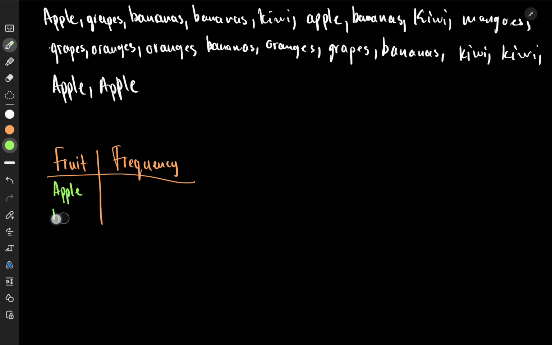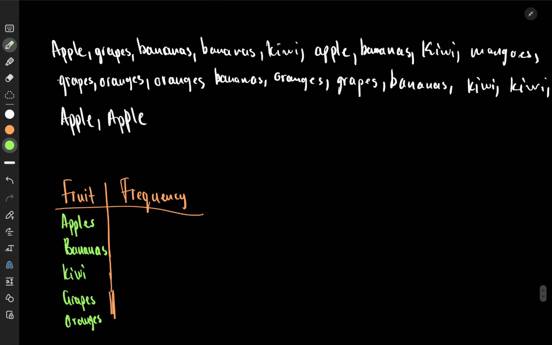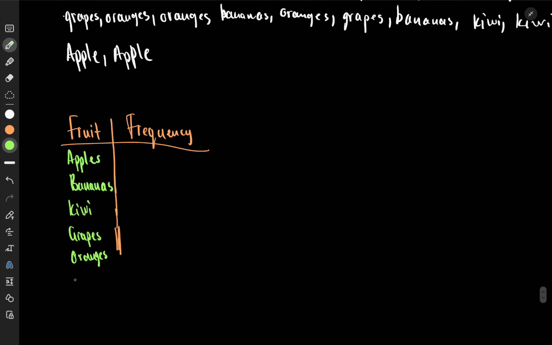We can try to put them in alphabetical order. We have an apple. We have a banana. Okay, so apples, bananas. Then what else do we have? Okay, let's put kiwi. Then grapes. Grapes come before kiwi, but it's okay. Then oranges. Is there anything I've left? 1, 2, 3, 4, 5. Probably I've put everything. Oh, and mangoes.